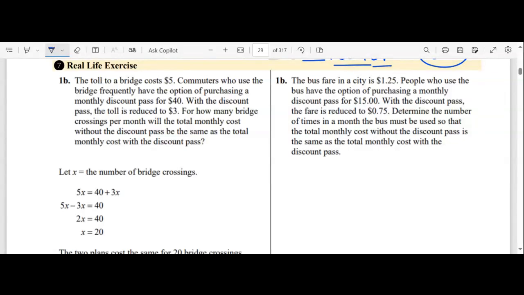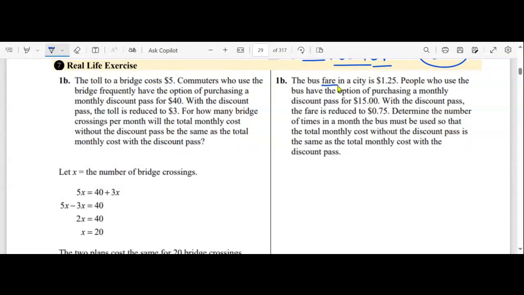Someone else? Yes? The bus fare in the city is 1.25. People who use the bus have the option of purchasing a monthly discount pass for $15. With the discount pass, the fare is reduced to 0.75. Determine the number of times in a month the bus must be used so that the total monthly cost without the discount pass is the same as the total monthly cost with the discount pass. Good.